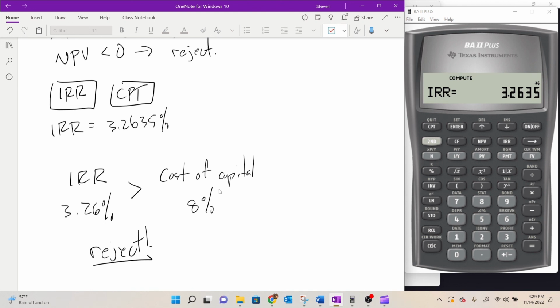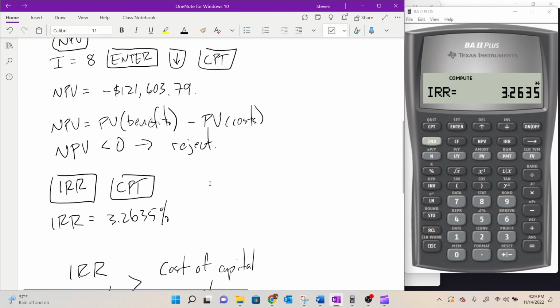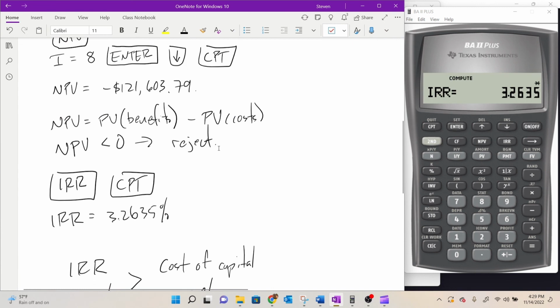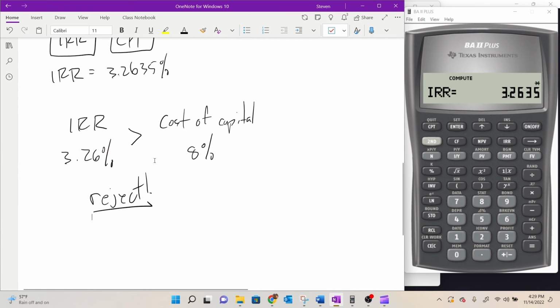All right, so in this case, both rules agree. We come out with a negative net present value. So the net present value rule says to reject, and we come up with an internal rate of return that is less than, I drew our greater than, less than symbol backwards there, the cost of capital. And so it also says to reject this project.